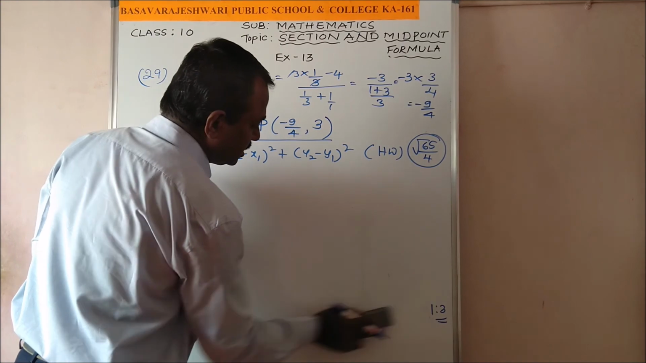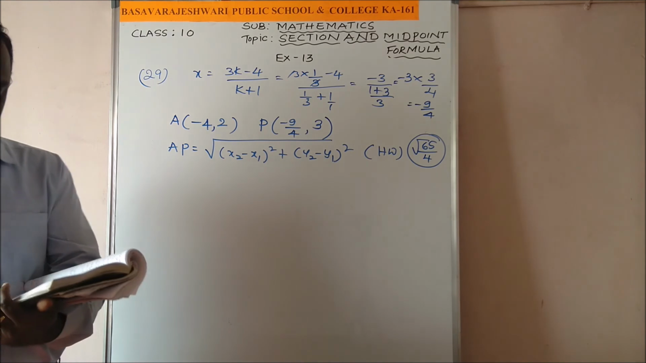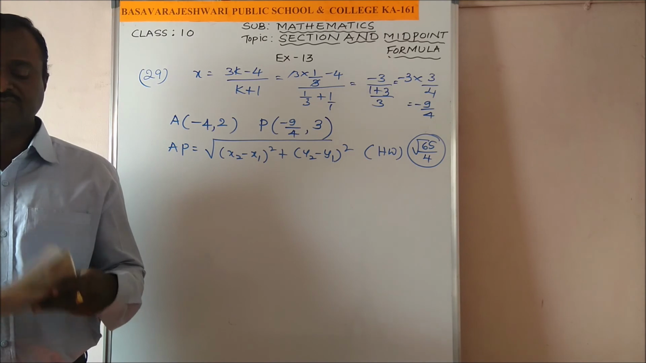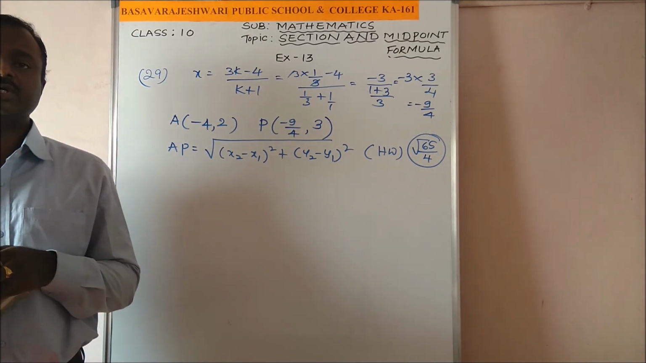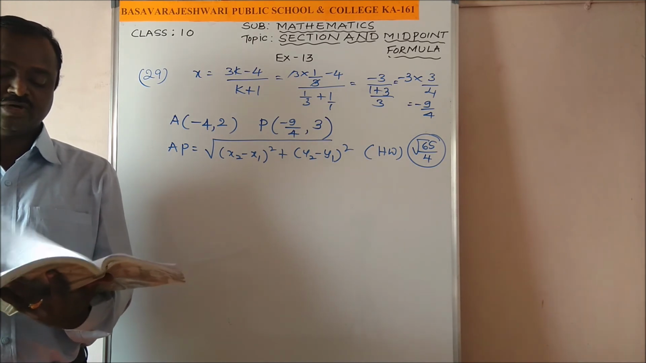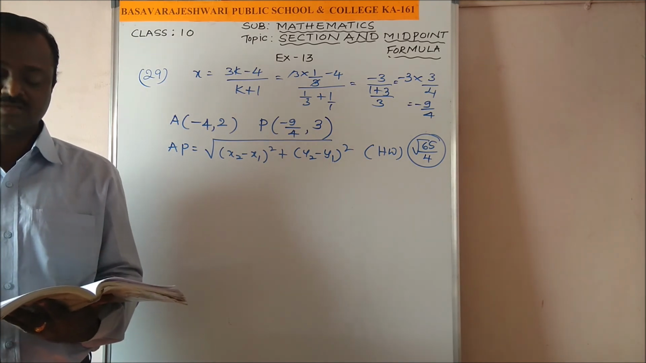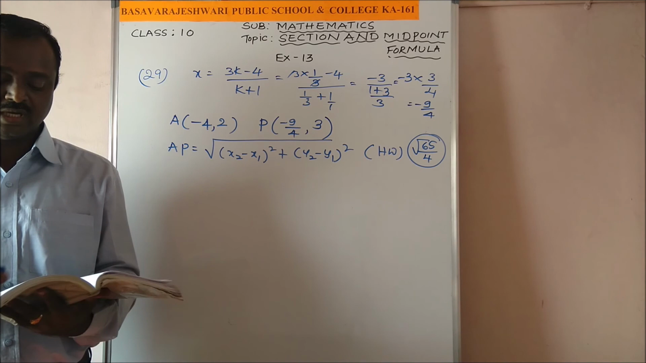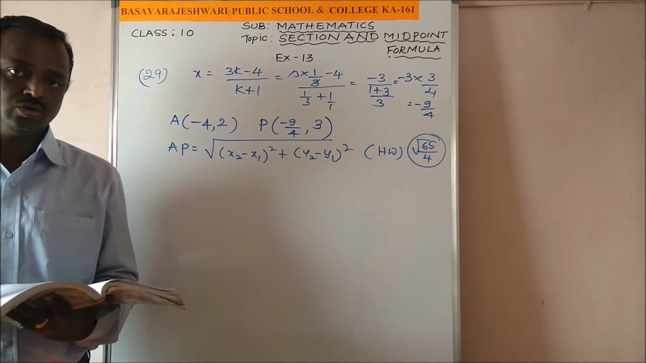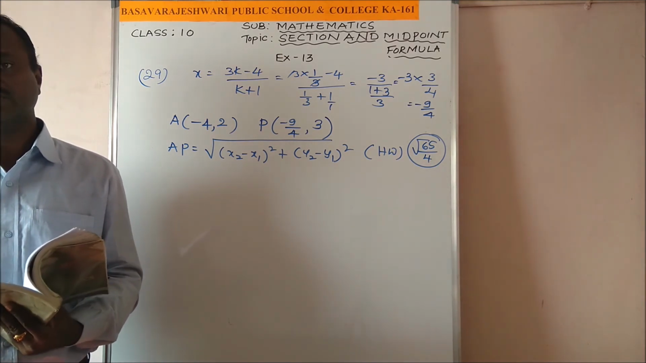So this completes the chapter, section and midpoint formula. In the next session, I will go with the 14th chapter, equation of straight line. In equation of straight line, you have only the first part of the chapter, that is 14a. The second part, condition for parallelism and perpendicularity, has been deleted from this year's syllabus by the board. So only the first part of the chapter we will concentrate on. Okay, thank you.